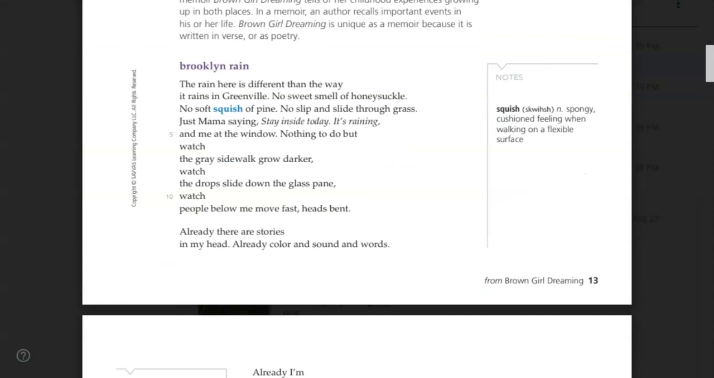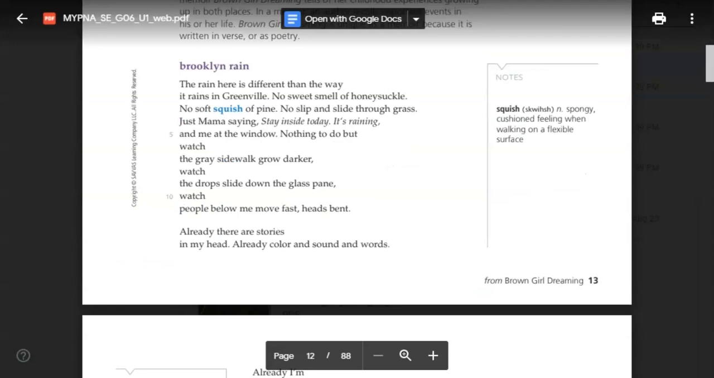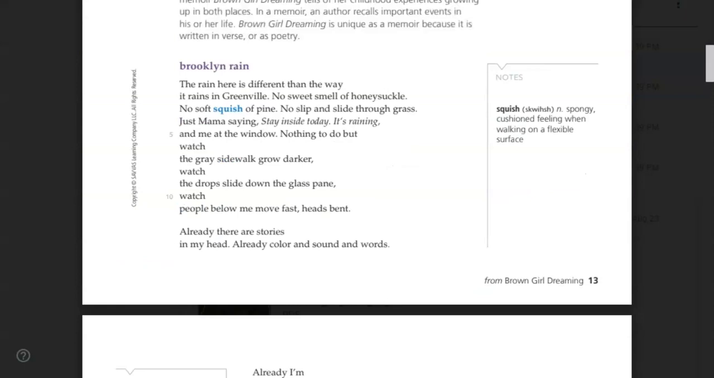She gave more information. The gray sidewalk grow darker. You can imagine the grayness moving in. Watch the drops slide down the glass pane. So you can imagine the window with the drops sliding down it, right? Watch people below me move fast, heads bent. So you can imagine that they're down at the street below and their heads are bent down, right, in the rain. I imagine there's a ton of examples.